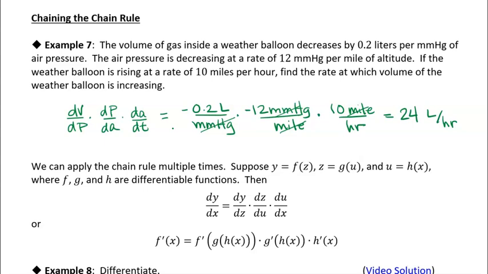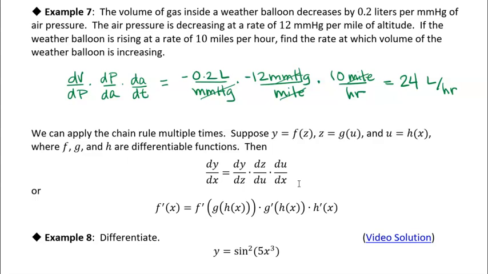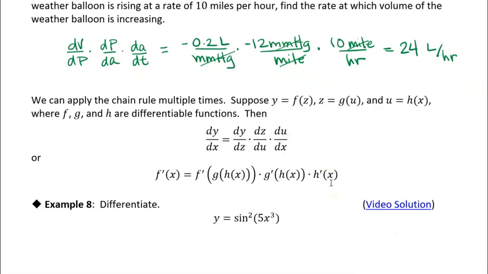Now, this is just the chain rule used a couple of times, and that's why it's called the chain rule, because you can chain the chain rule. And we can actually do this more than twice, right? We can put together as many rates as we want to and get a new rate. So this is what it looks like when we chain the chain rule, when we have three functions. We have the outside function f, inside that we have g, and inside of g we have h. So we have three functions all put together.